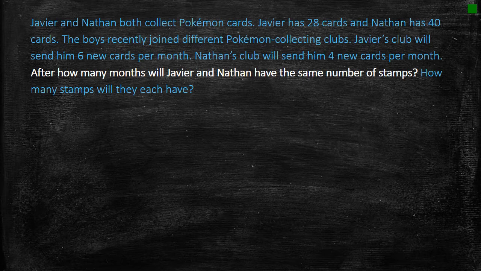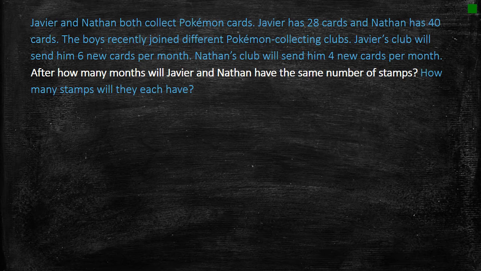Javier and Nathan both collect Pokemon cards. Javier has 28 cards and Nathan has 40 cards. The boys recently joined different Pokemon collecting clubs. Javier's club will send him 6 new cards per month. Nathan's club will send him 4 new cards per month. After how many months will Javier and Nathan have the same number of stamps? How many stamps will they each have?